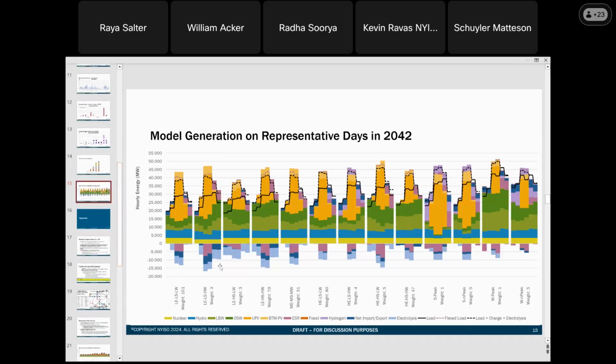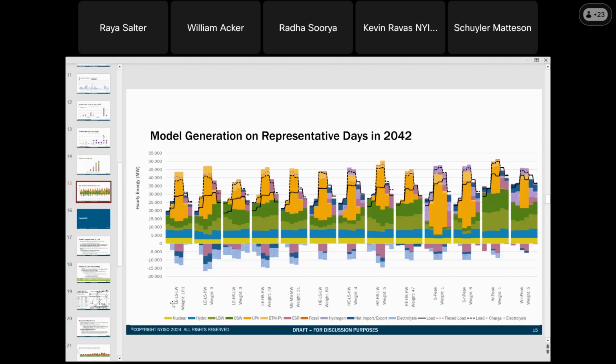So we have 13 representative days, and we have the summer peak as well as summer near peak. We have winter peak and winter near peak. And then we have a combination of different system conditions that we have represented. So for example, LELSLW means low energy, low solar, and low wind. How we come up with these days is we have a statistical model that does this calculation and comes up with this representation.